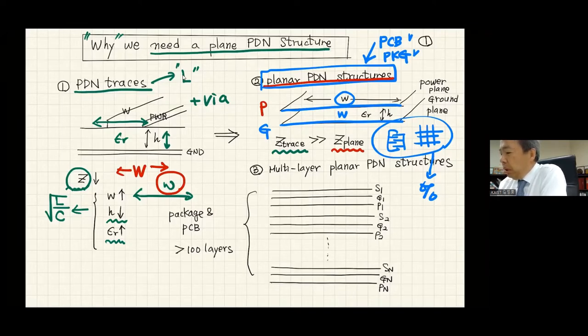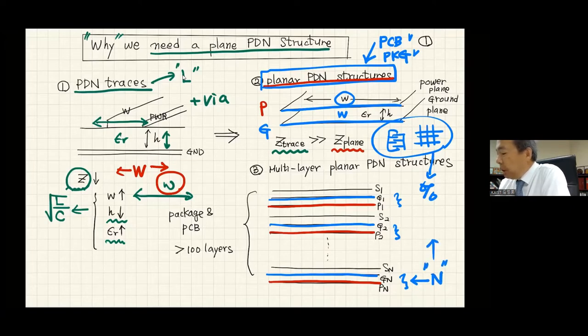But as you know, a single plane could be a good solution for low impedance. But what I'm saying is that we will have multiple power planes, P1, P2, and PN, and also multiple ground planes, G1, G2, and GN. Usually these planes are coupled together. They are facing each other, the ground plane and power plane looking at each other, to minimize the impedance caused by this power and ground plane. Also, I would like to remind you that the number of ground and power planes will increase. In the future, right now, some high performance computing systems have more than 100 layers.